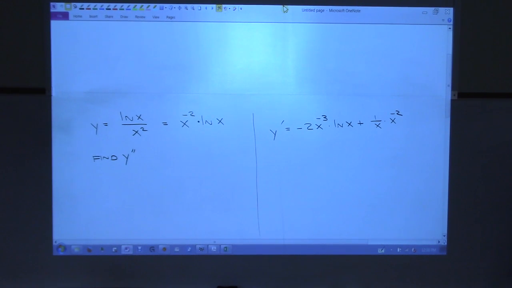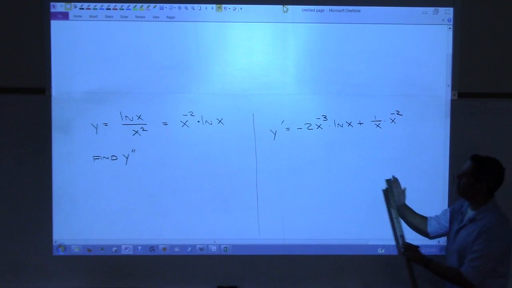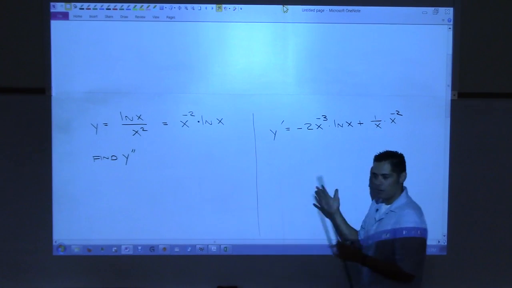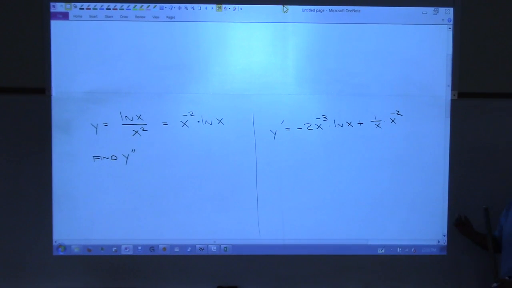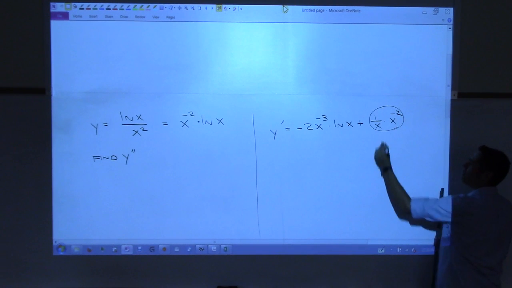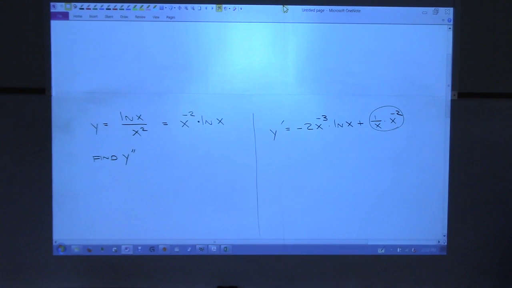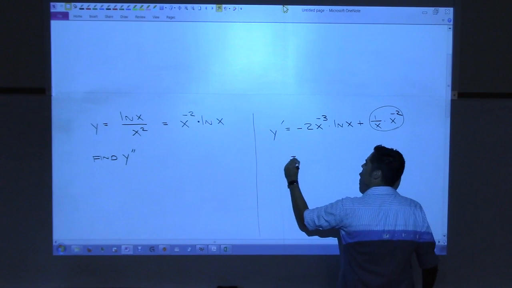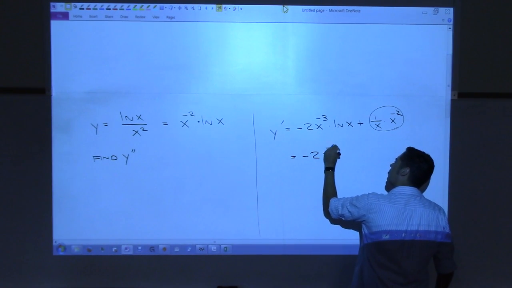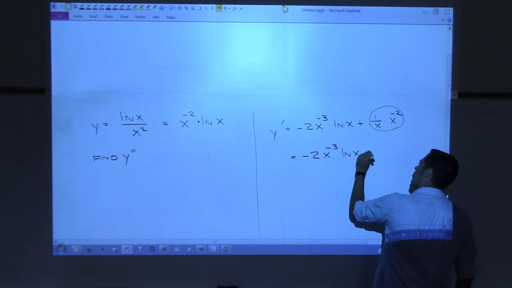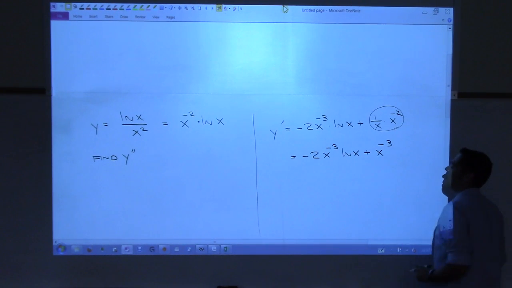I don't want to be robotic and just say I'm going to do product rule again now because I see a product in another product. That would be correct. You could do that. But it's going to be a little easier if I realize that this is actually x to the negative 3, because this is 1 over x squared. If I put it together with this one, it's 1 over x cubed, right? And 1 over x cubed is x to the negative 3. So I have negative 2x to the negative 3 times natural log x plus x to the negative 3.